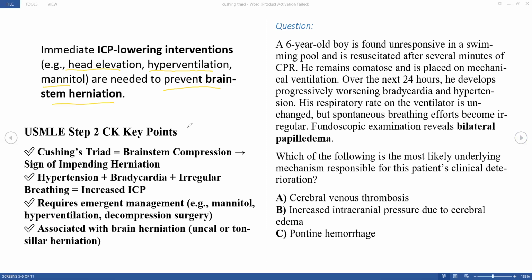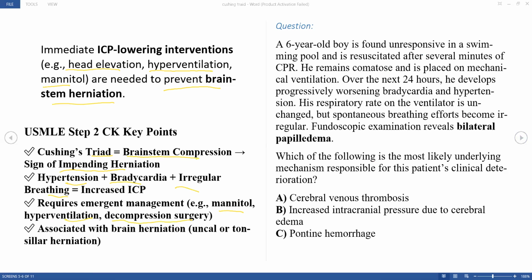So these are some high yield points of the Cushing triad: it is basically brainstem compression, a sign of impending herniation. The components of the Cushing triad are hypertension, bradycardia, and irregular breathing, all due to increased intracranial pressure. It requires emergent management: mannitol, hyperventilation, and decompression surgery. So it is associated with brain herniation.